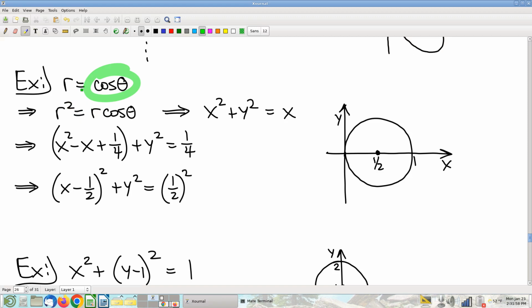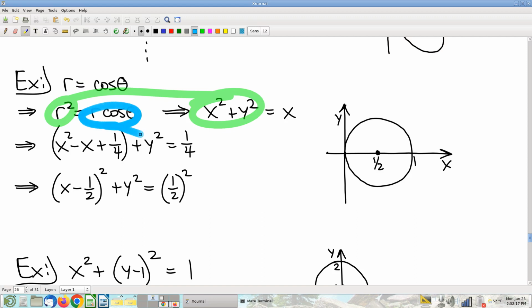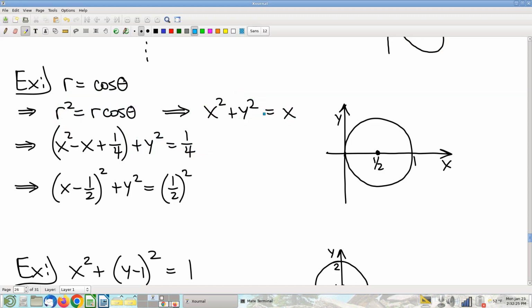So the clever move, I wish I thought of it. I didn't. Somebody showed me this. Clever move, don't square both sides. Multiply both sides by r. You still get the r squared that we wanted. But then multiplying by r, the right side turns into something else that's convenient in rectangular coordinates. And so we have successfully converted a polar equation now into rectangular.